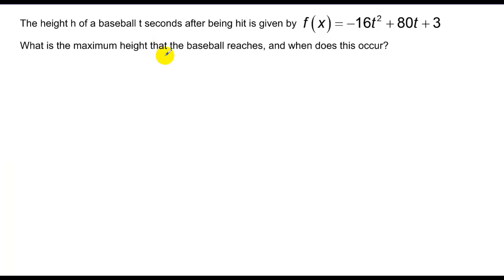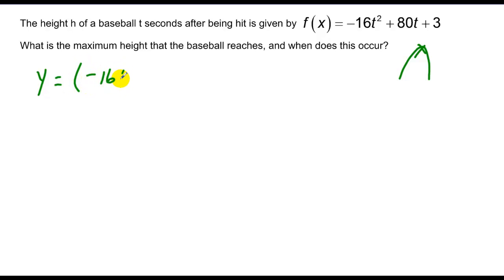Now for a little word problem. We've got baseball height described by this equation. We want to know the maximum height it reaches and when that occurs. So if this is the baseball, we want to find the vertex of the parabola. We can do this lots of different ways, like negative b over 2a, but since we're practicing completing the square, why don't we go ahead and do that.